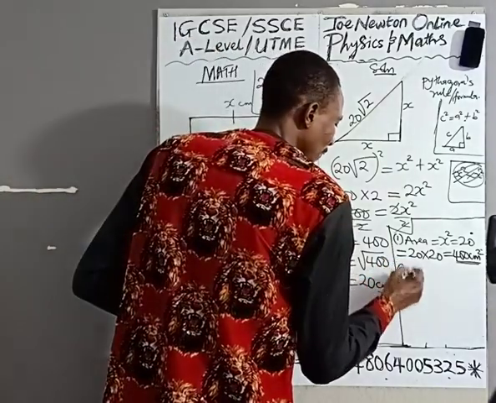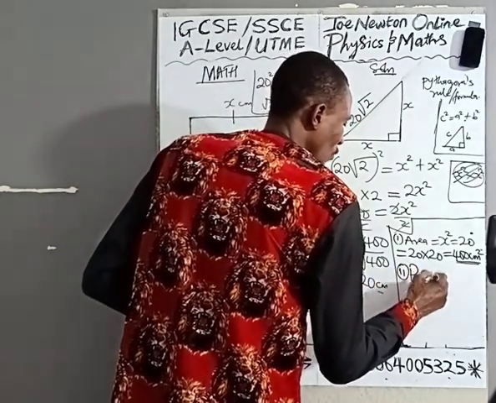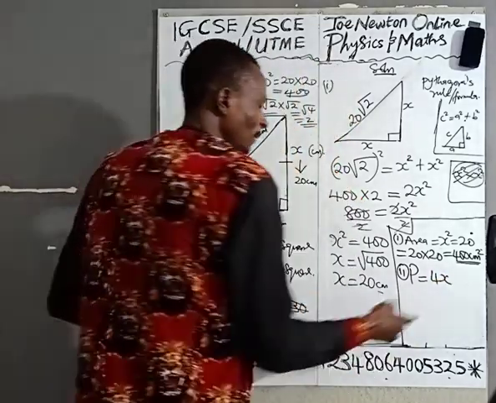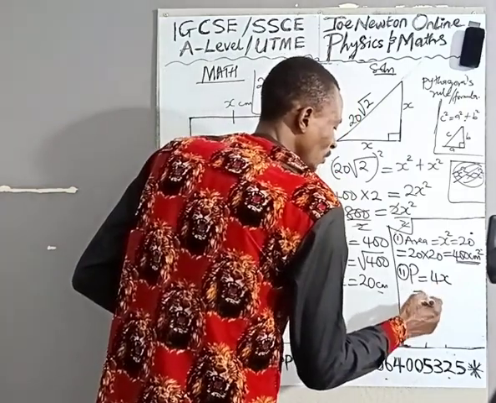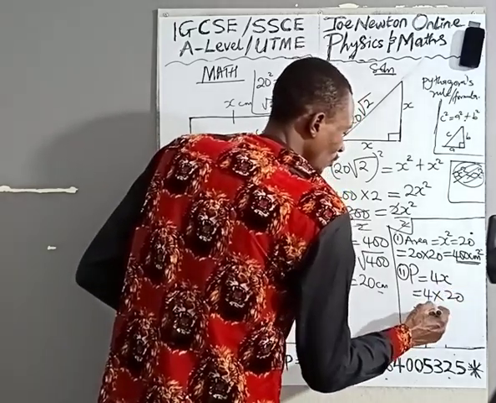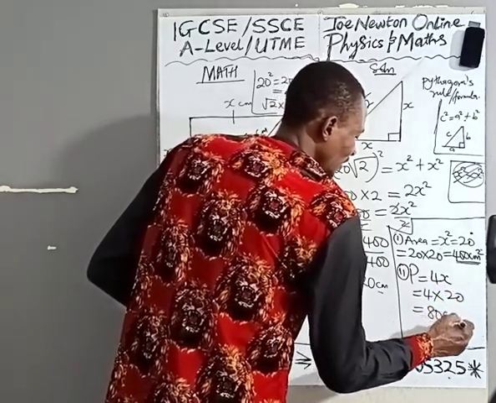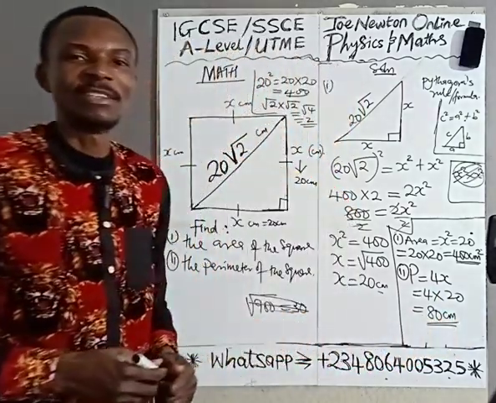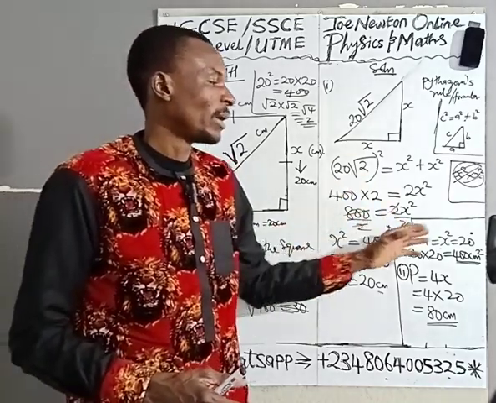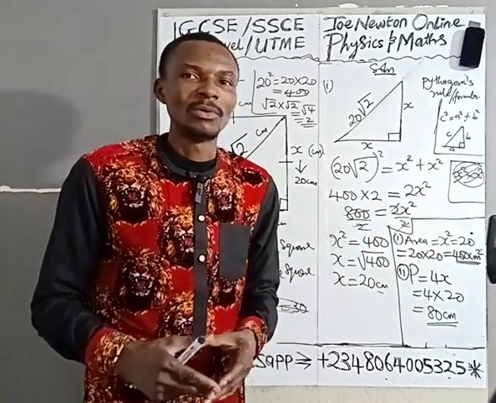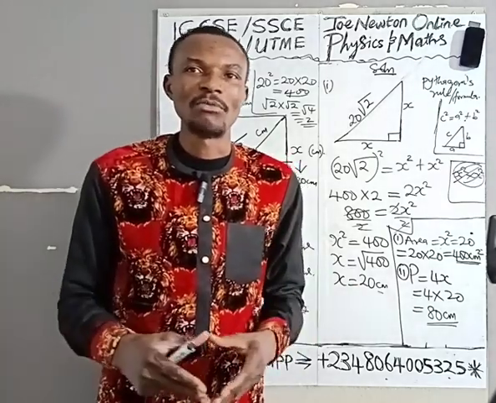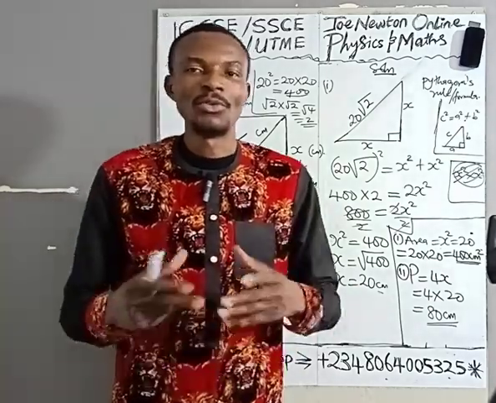So perimeter P is equal to 4x, that is 4 times each of the sides, which is equal to 4 times 20, which is equal to 80 centimeter. Remember, in perimeter, the unit is just centimeter or meter, depending on the dimension given, not squared. But whenever you find area, area is squared. For 3-dimensional objects, that is solid shapes, when you find their volume, it is in cube. You should know all these units.